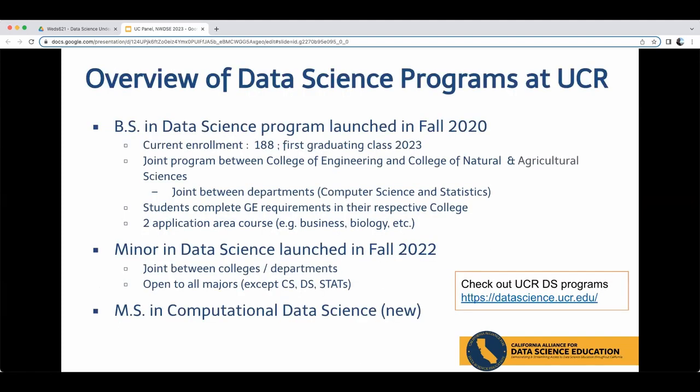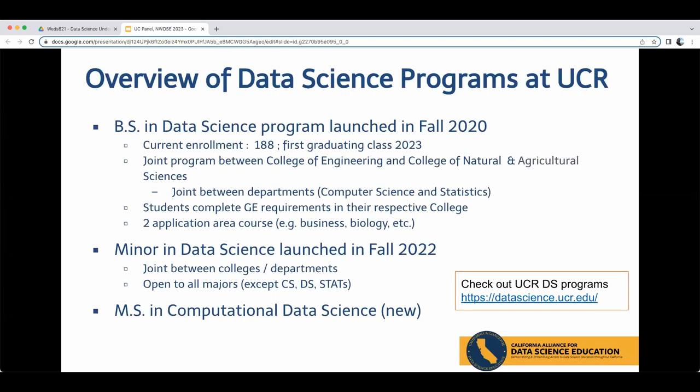So this is an overview of data science programs at UCR. We started our bachelor's in data science in fall of 2020. That was during COVID, and actually the program was not even in the catalog, so not many students knew about it. So the group that we got was actually students who changed major. We emailed all the computer science majors, all the data science majors, or any students we thought may be interested, and told them, do you want to change your major to data science? And we got a good cohort of 25 students.